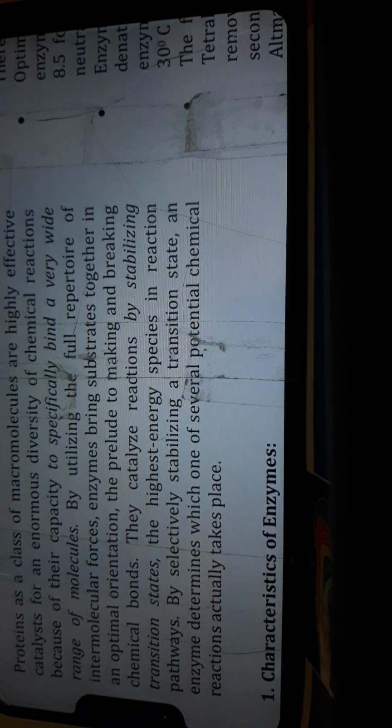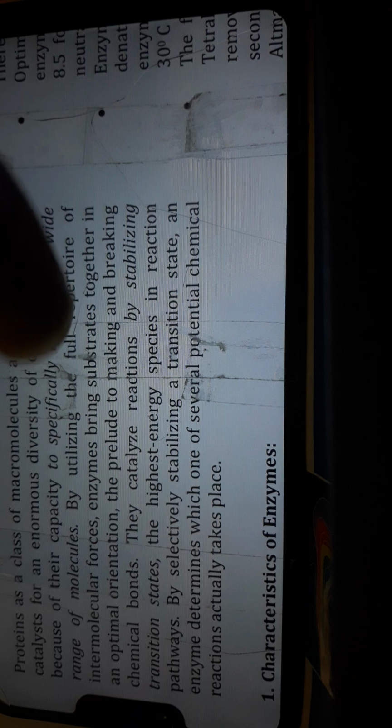Proteins as a class of macromolecules are highly effective catalysts for an enormous diversity of chemical reactions because of their capacity to specifically bind a very wide range of molecules. By utilizing the full repertoire of intermolecular forces, enzymes bring substrates together in an optimal orientation. This is a prelude to making and breaking chemical bonds. They catalyze reactions by stabilizing transition states.